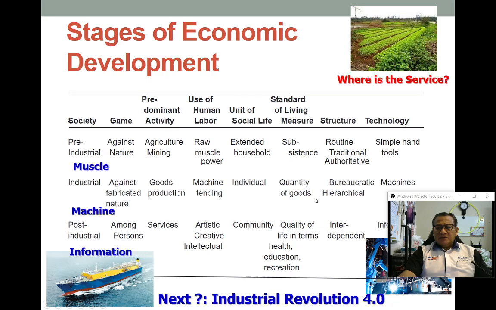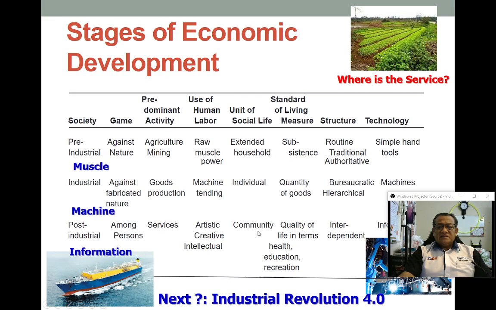So instead of using muscle power by humans, this is what the Industrial Revolution is all about. And after that, we are moving into a post-industrial society, in which people are oriented more towards information, because information creates the value. Okay, so when information has become the norm of the society, it will more serve toward a service economy, which is more community oriented.